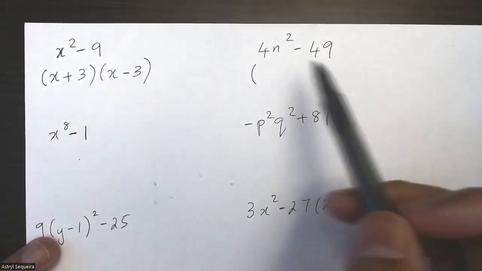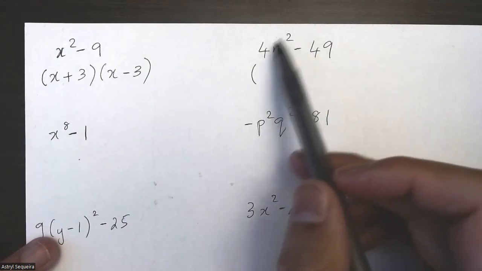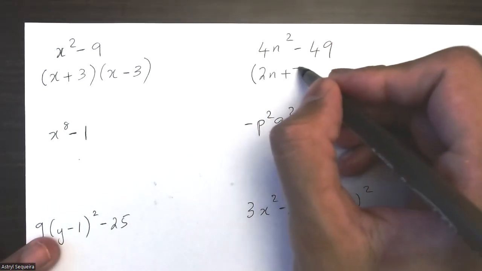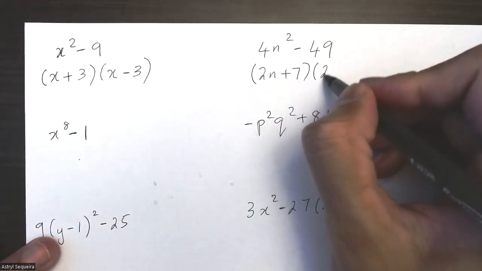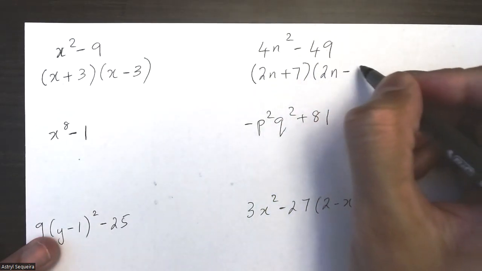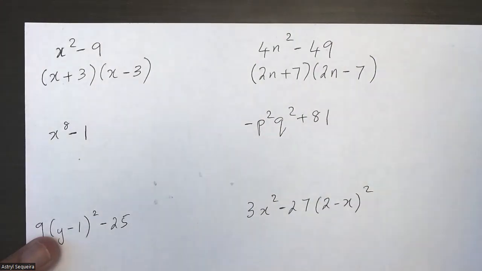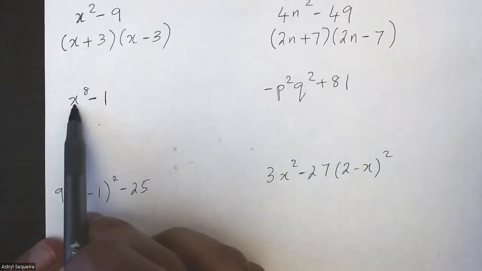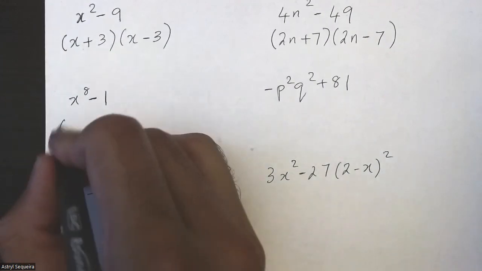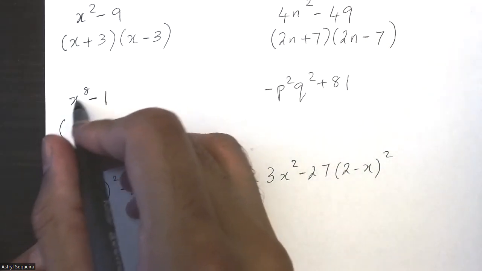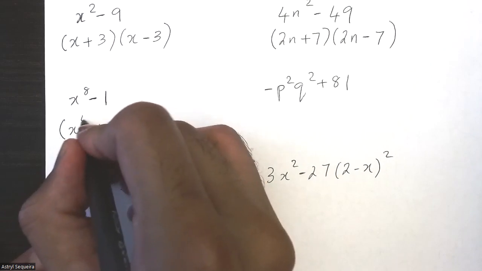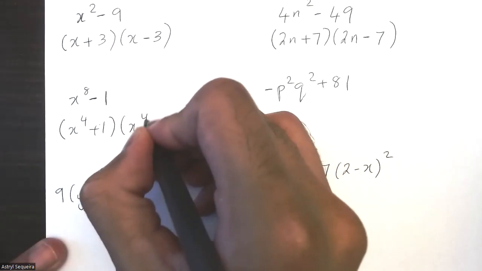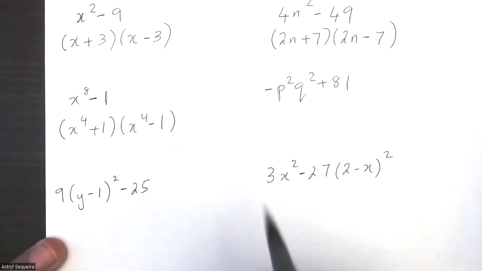Same idea here. This one's a pretty simple one. The square root of 4n squared is 2n. Square root of 49 is 7. So 2n plus 7 times 2n minus 7. Gets a bit more difficult in this one here, but let's do it. Square root of x^8 is x^4. So x^4 plus 1 times x^4 minus 1.